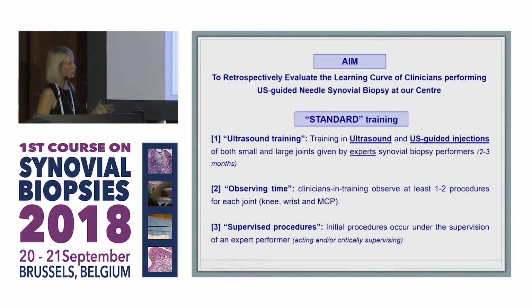But if they stay with us for a number of months, what happens is they're given training in ultrasound guided injections and ultrasound over about 2 to 3 months. They then have an observing time where they observe the fellows doing the ultrasound guided biopsies, generally about 1 to 2 procedures. And when they feel comfortable with that, they then have these supervised procedures, which is generally about 10 under supervision before they're independent practitioners for each of the individual joints. The main joints that we biopsy are knee, wrist, and MCP.